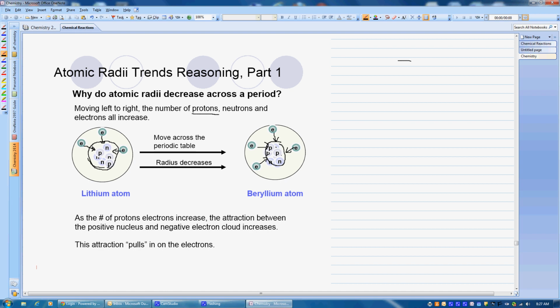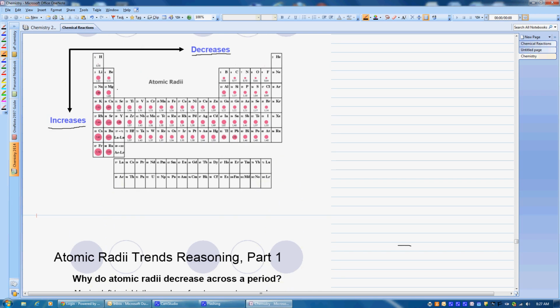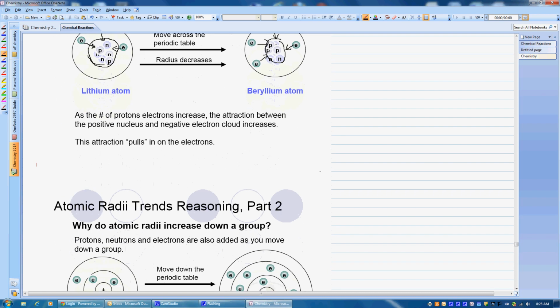That's why we see this trend. Here the atoms are larger: fewer protons, so there's not as much nuclear charge, not as much pull. Here there are 9 protons, while lithium only had 3. Fluorine has 9 protons, so there's a lot more nuclear pull, which pulls the electrons in tight and makes this small atom. So that's how it works going across.